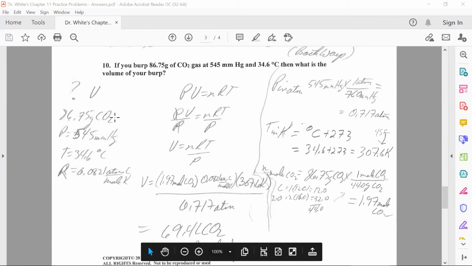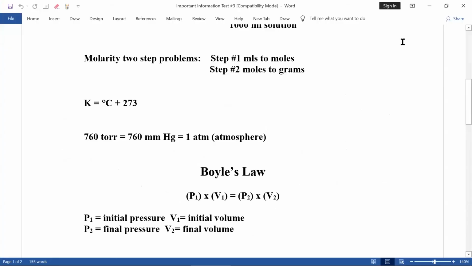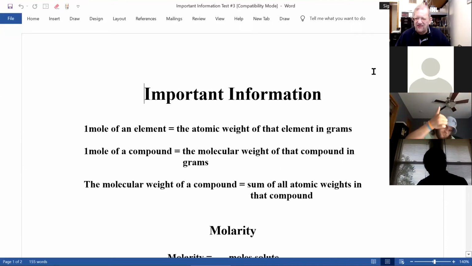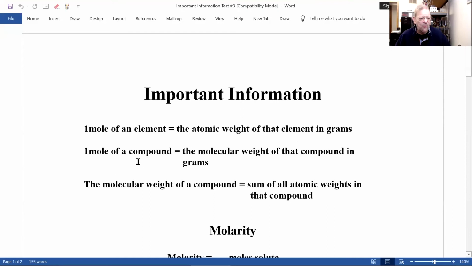Now, final mistake students make, N. They put the weight in. No, N is moles. And how do you determine the moles of CO2? Everybody see important information on their screen? Thank you. All right, 1 mole of a compound equals, and this is test number 3, important information, the molecular weight of that compound in grams. And the molecular weight of that compound is the sum of all atomic weights.